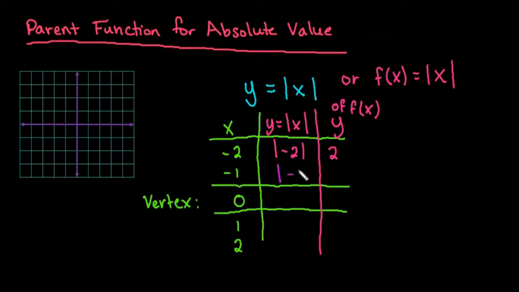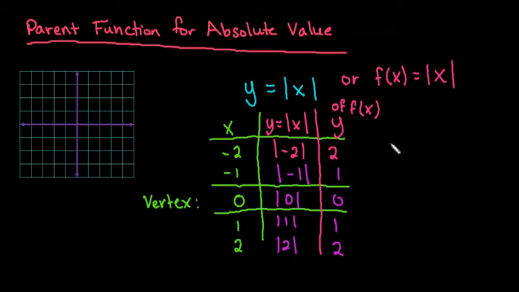The absolute value of -1 is +1. The absolute value of 0 is 0, because remember, absolute value is just distance from 0. 1 is 1 distance from 0, and 2 is also 2 points from 0.